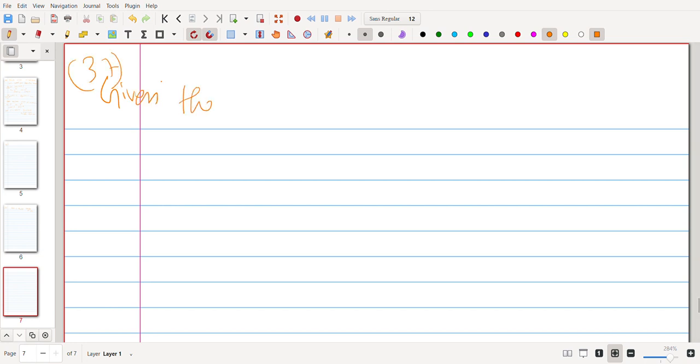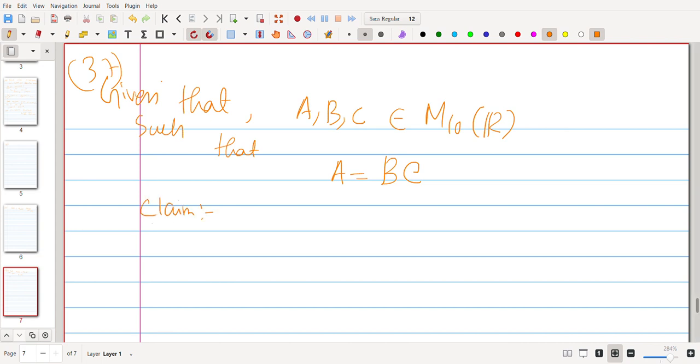It is given that A, B, C belong to M10(R) such that A equals BC, then which of the following statements holds? Okay, so the claim is that the column space of A is contained in the column space of B.